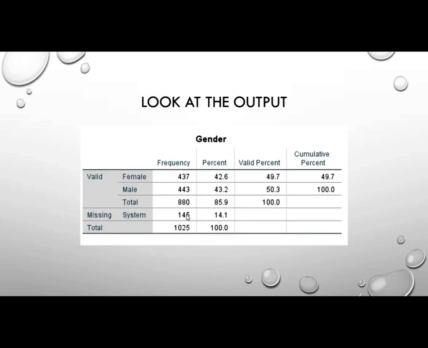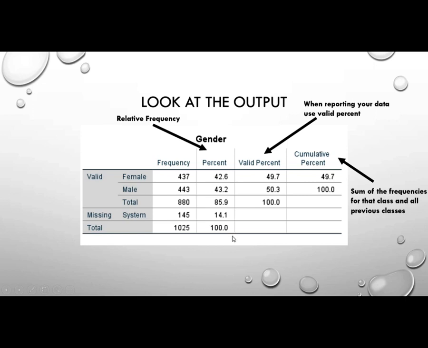Okay, so the frequency, these are just the counts. We have 437 females, 443 males, and here's the total. All right, so the relative frequency is how many females out of the total right here, the total of everyone, including those who are missing. So that's 42%, but that's not really helpful, because what I'm interested in is how many people I actually have scores for. So I go to the valid percent. And then cumulative percent, I'll explain in just a second. So here's the relative frequency. When I'm reporting my data, I want to use the valid percent because it tells me actually how many people for whom I have data.